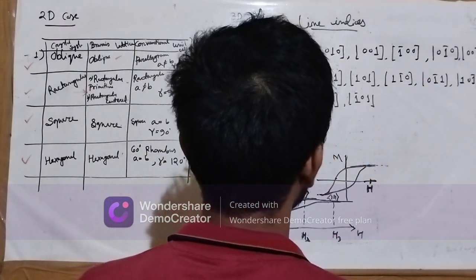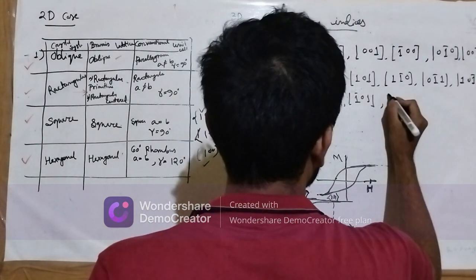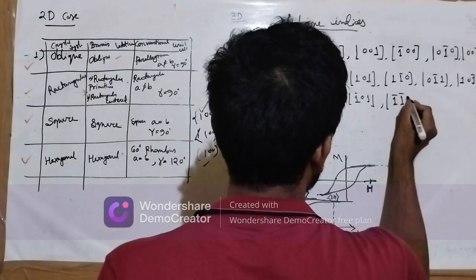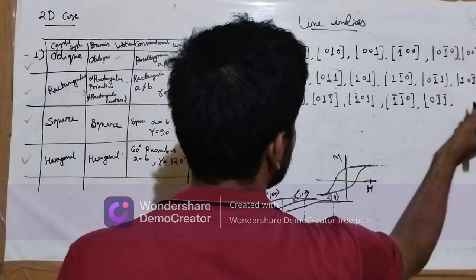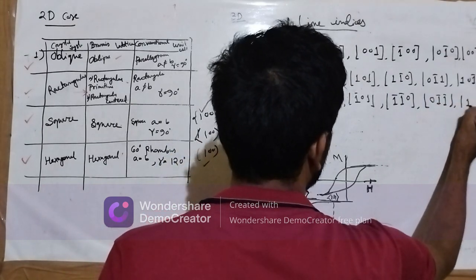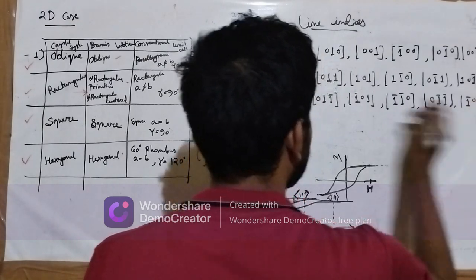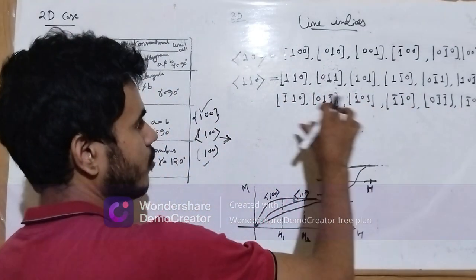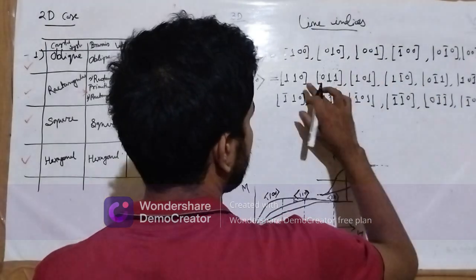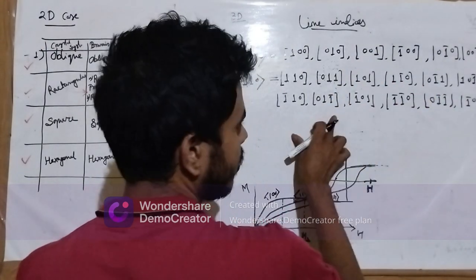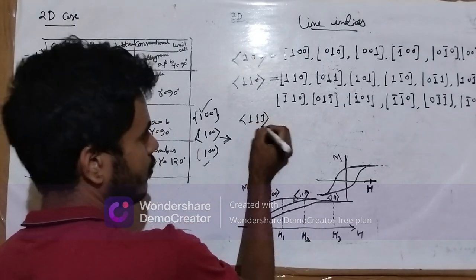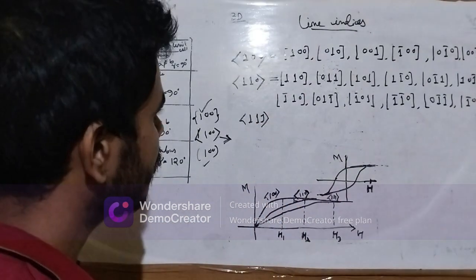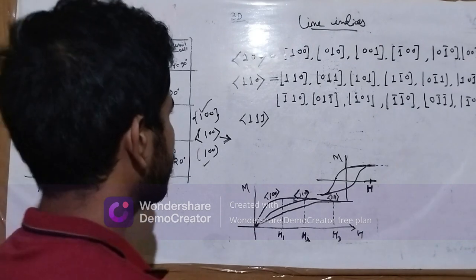Then what will be left? 1 bar 1 bar 0, 0 1 bar 1 bar, and 1 bar 0 1 bar will be there. So the total members will be 12. For this case, for 1 1 1 you also have to calculate. I think in this case there will be a total of 8.